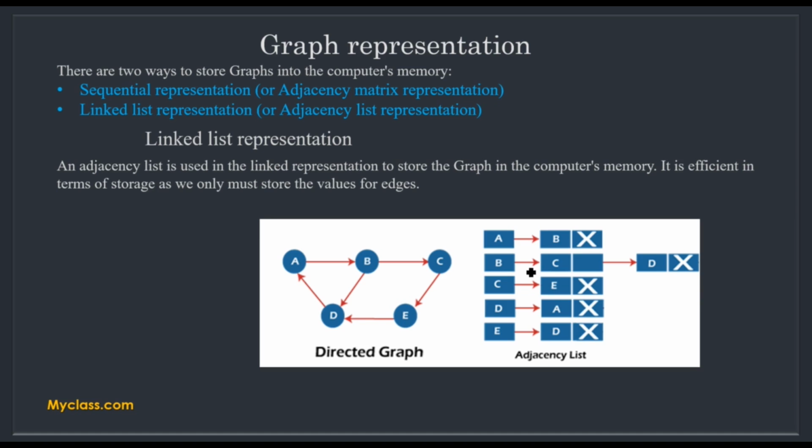Clear? So that is the linked list representation. Mainly there are 2 representations: the sequential representation, that is, the adjacency matrix representation, and the linked list representation, that is, the adjacency list representation. Hope it is clear now.